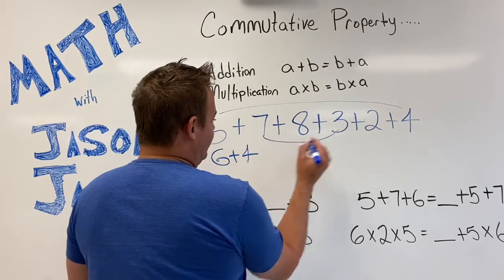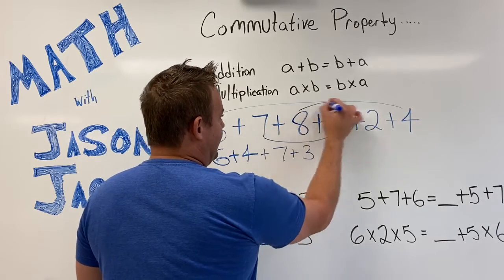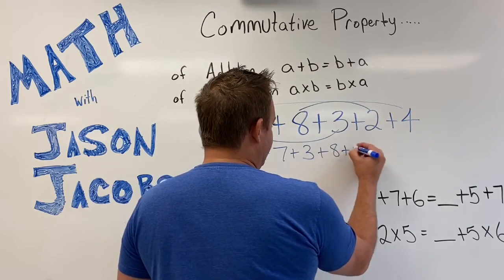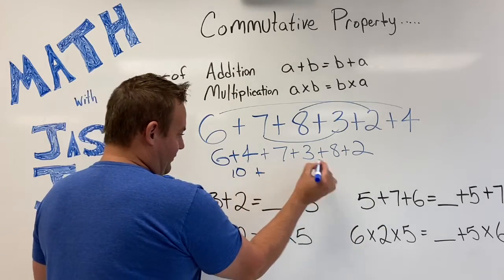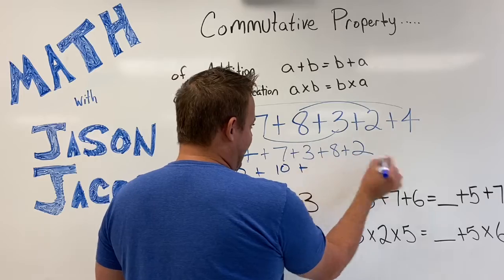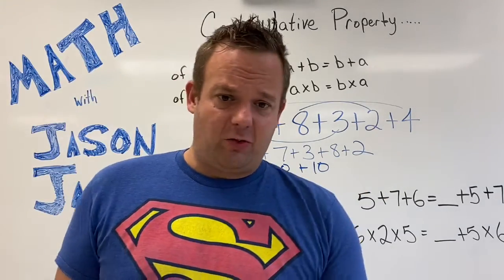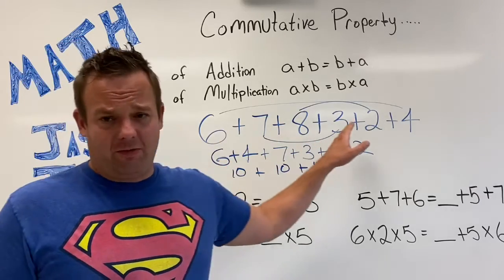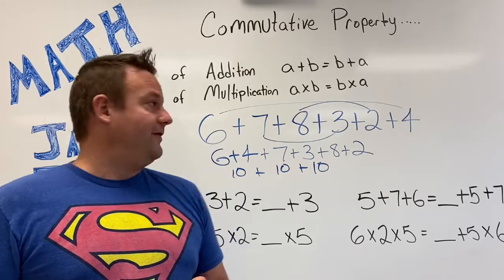But here, so I use the 6 and 4. Now the 7 and 3 I can use. And now the 8 and 2 go together. Now that makes it real easy because we have 6 plus 4 is 10, 7 plus 3 is 10, and 8 plus 2 is also 10. And that's how we get 30 really, really quick instead of feeling like we gotta go left to right. And that is the commutative property of addition.